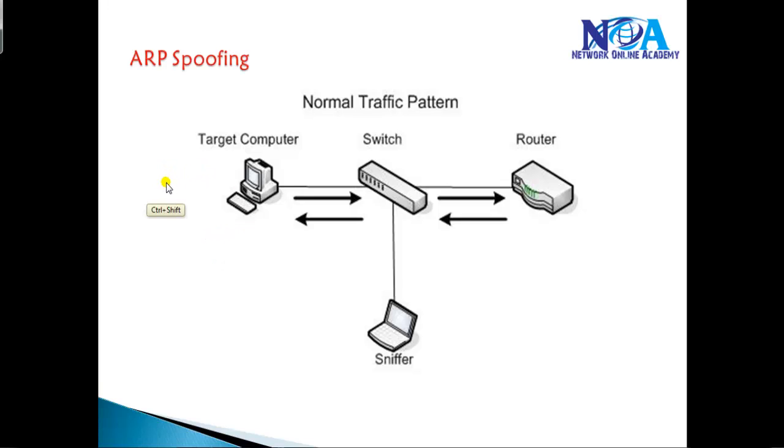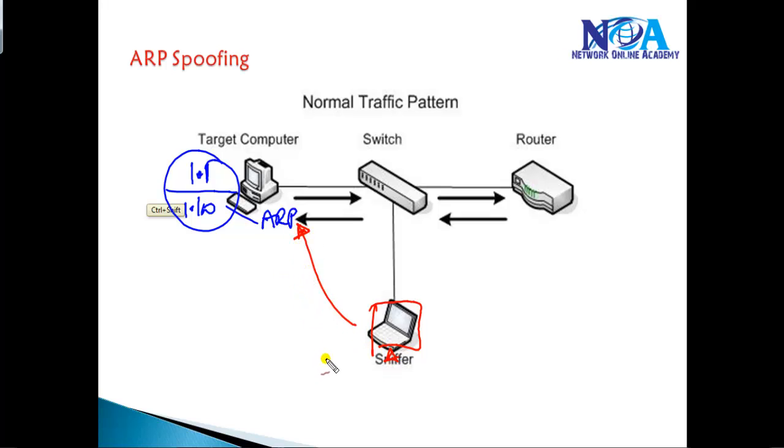Now, when a user, like here 1.1, sends a broadcast request to 1.100 requesting ARP, there might be an attacker sitting here. What the attacker is going to do is give a false reply saying that he is 1.100 and the MAC address is something like XY. Now, the target computer is going to think that this is your gateway, the gateway from where you have to go to the outside network.